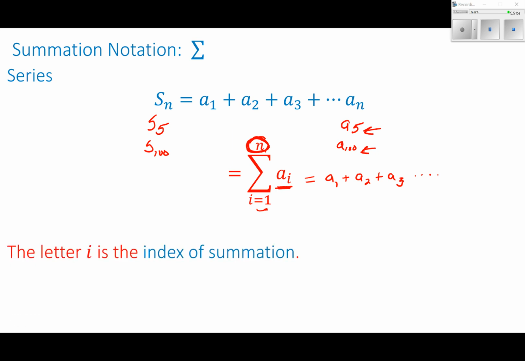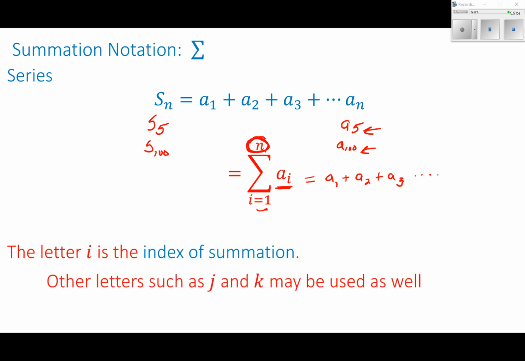That i piece is called the index of summation. Do not confuse this i with the imaginary unit i. They are not connected at all. They can also use the letters j and k for this index of summation. All this is really telling you is the starting point. Which term are we starting with? So i equaling 1 tells me I'm going to start with the first term. If i equaled 10, it means I'm going to start at the 10th term and continue on: 10th term, 11th term, 12th term, and keep going from there.